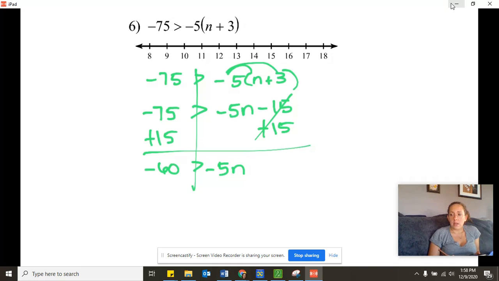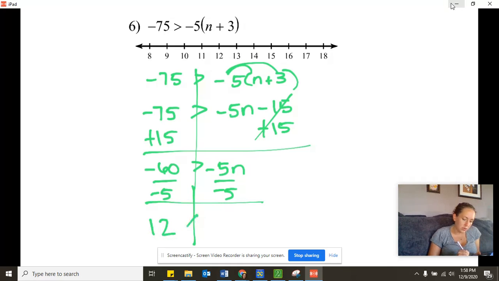So now I need to divide, and since I'm dividing by a negative, don't forget that the sign changes direction. So this side becomes positive 12. This sign flips over, and the negative 5s cancel out, and now I'm just left with n. So that means that I put an open circle at 12 because it is not equal to. And since the n's are bigger than 12, I go to the right.